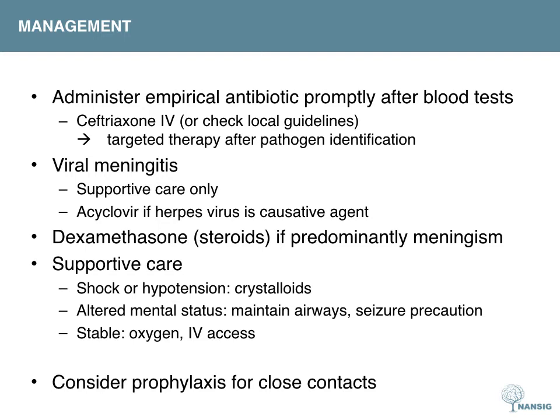Viral meningitis is often self-resolving, and supported treatment alone is sufficient. If the causative agent is a herpes virus, then acyclovir can be administered. If the predominant symptoms are those of meningism, then a steroid such as dexamethasone can be administered. Supportive treatments include fluid maintenance regimes, oxygen to maintain good saturation levels, and preventative measures such as seizure prevention medication and airway preservation. Meningitis prophylaxis should be considered for any close contacts of the patient.